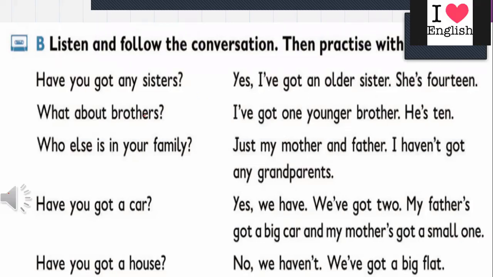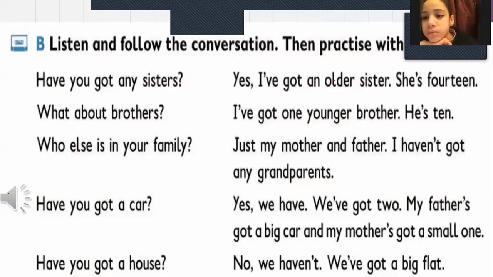What about brothers? So she is asking her about her brothers, how many brothers she has. Then she said, I have got one younger brother. He is 10. What does it mean here, younger brother? Younger brother. Yes. Very good. Older and younger are opposite. That means older, أكبر من, younger, أصغر.